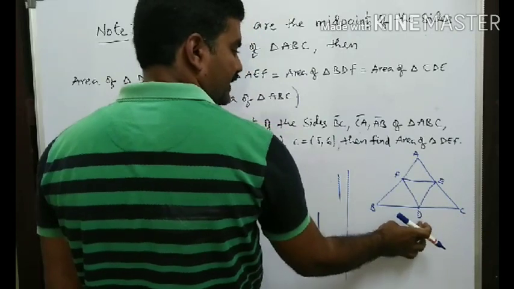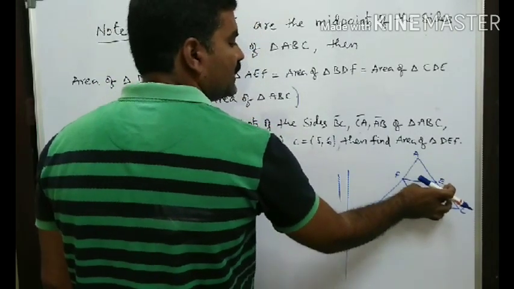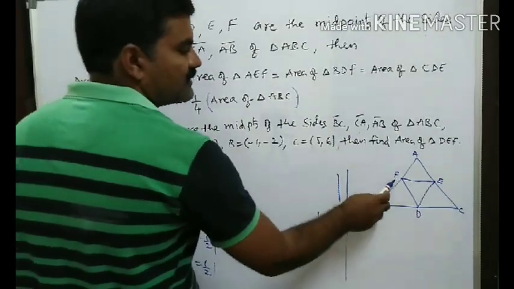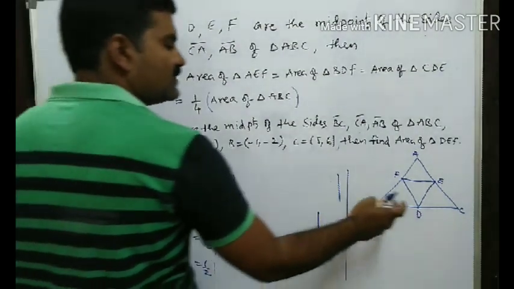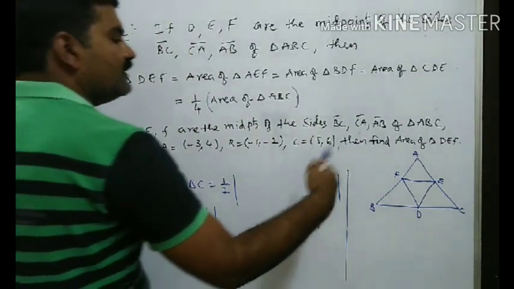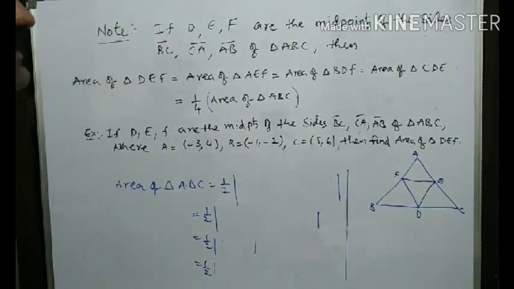find out the midpoint D. Similarly, we know A and C, so we can find E, since it is the midpoint, and F is also a midpoint of AB, so we can find F. So actually we can find DEF using the midpoint formula, and then directly go for the area of triangle DEF, but that is a little bit lengthy.